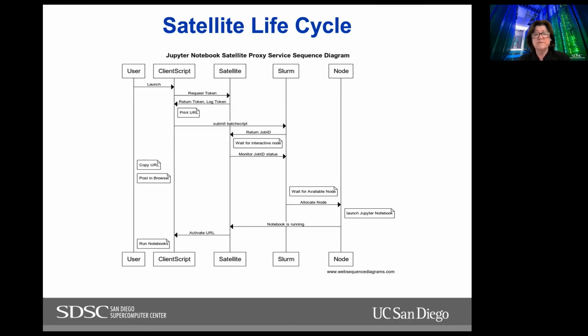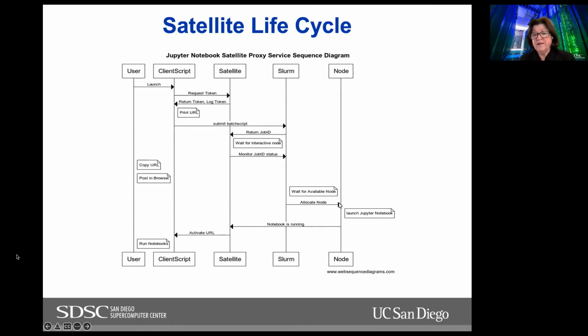There's other ways to make the client work, but this is what we're using right now, basically. You have a user who launches a script. You log in and you launch a script like Galileo, or you could make your own. Our initial one was called Start Jupyter. The script talks to the service and gets a token. And with that token, you build a URL and then submit a batch script to the Slurm scheduler to get a compute node. The Slurm scheduler returns a job ID, we print that information out, and then we wait for that node to come, and we're monitoring the job status.